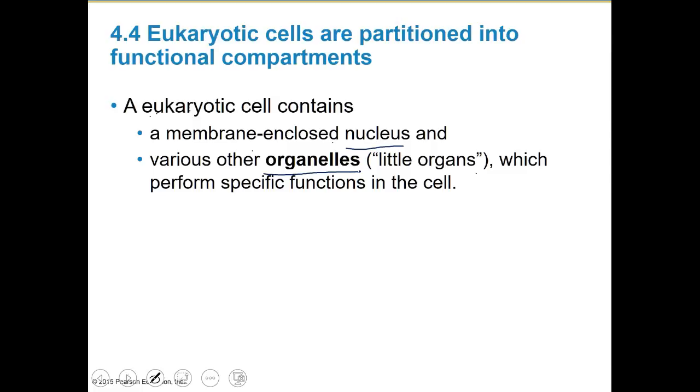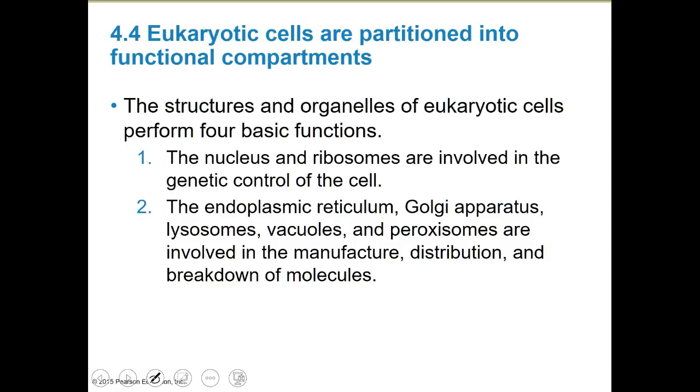organelles, which literally means little organs, which perform specific functions in the cell. They come in 4 basic functions, so we're given 4 general categories. 1, we have the nucleus and the ribosomes that are involved in genetic control of the cell. So we've got the control centers with nucleus and ribosomes. We'll talk about the endoplasmic reticulum, the Golgi, lysosomes, vacuoles, peroxisomes, all involved in manufacture, distribution, breakdown of molecules, those kinds of things. They distribute, they break it down.